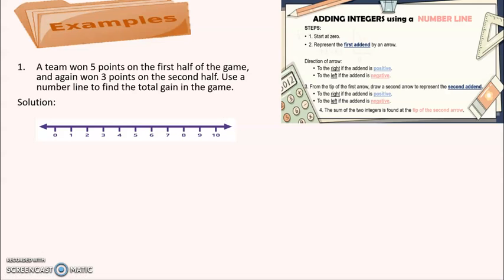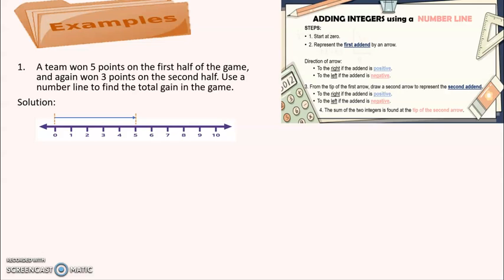So, first is we have to start at 0. So, here is 0. Dito ma-start. And then, ang aton nga first addend, which is 5 points, i-representa siya by an arrow. So, 5 points siya. So, from 0, 1, 2, 3, 4, 5. Okay? Take note, since ang aton first addend is positive, that is why nag-move kita to the right. Okay, kay positive siya.